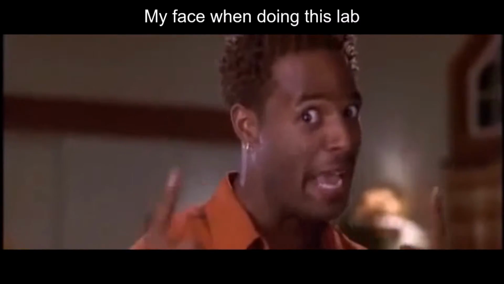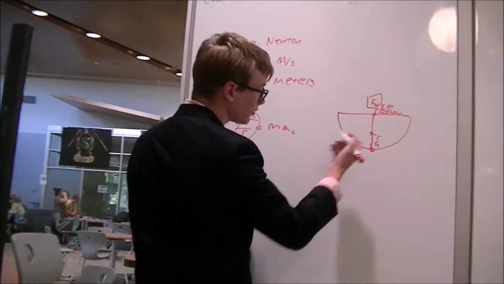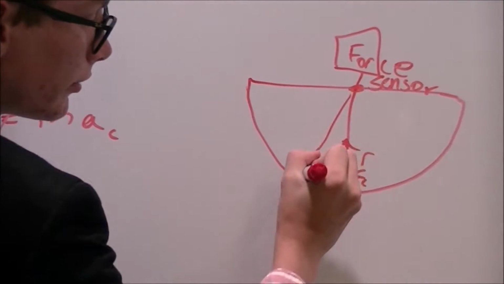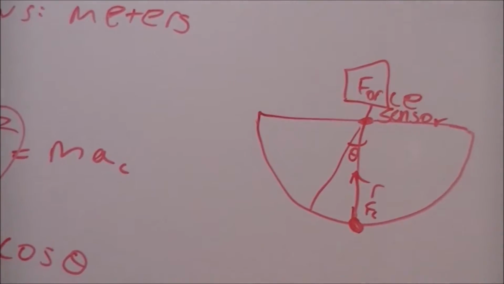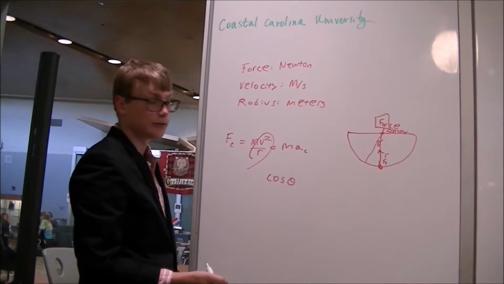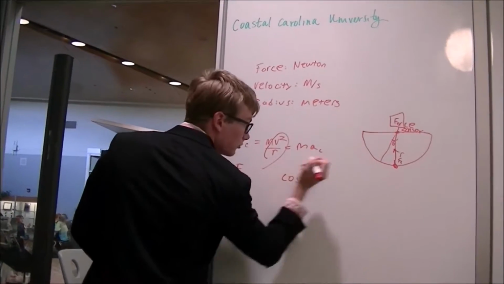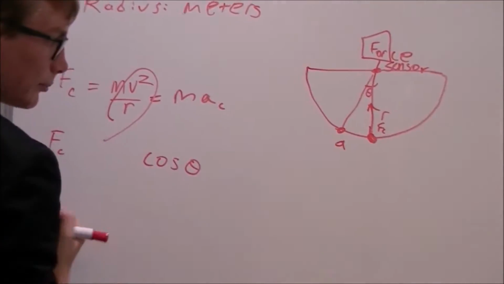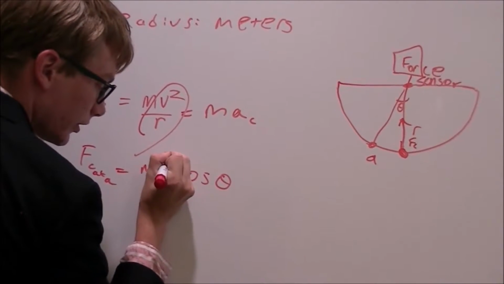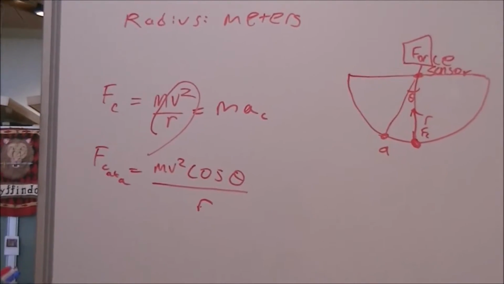But wait! There's more! If you want to calculate the centripetal acceleration at any point along the circle, you have to add a cosine theta. Theta being the angle from here, say. So, to get the centripetal force at that point, F of C, we'll call this point A, for example. At A will equal to mv squared cosine theta over r. There you go.